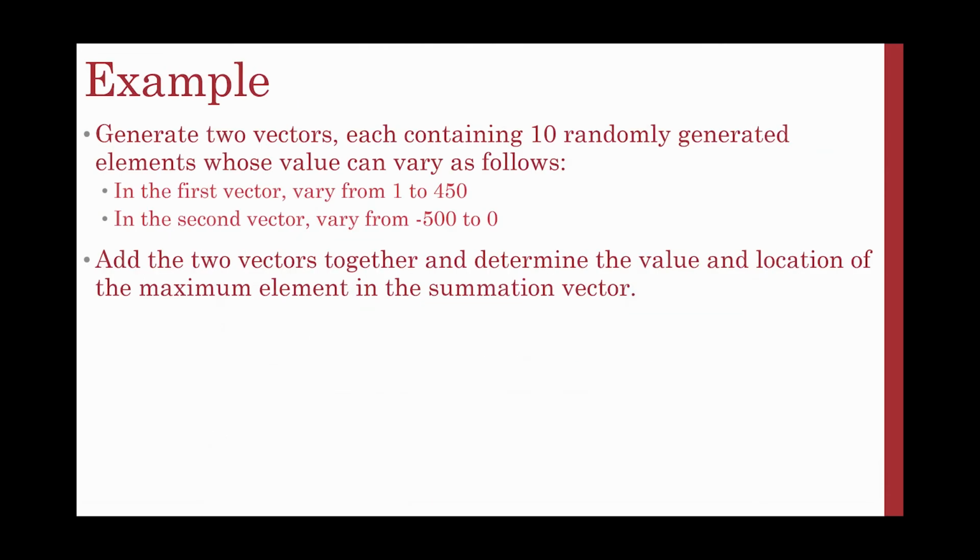So if we look at an example, we want to generate 2 vectors, each containing 10 randomly generated elements whose values can vary as follows. We want the first one to vary from 1 to 450, and the second to vary from minus 500 to 0. Then we want to add the 2 vectors and determine the value and location of the maximum element in the summation vector.